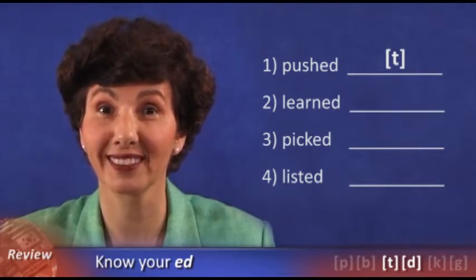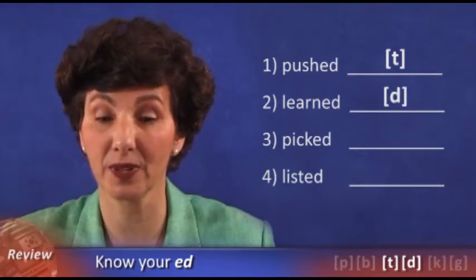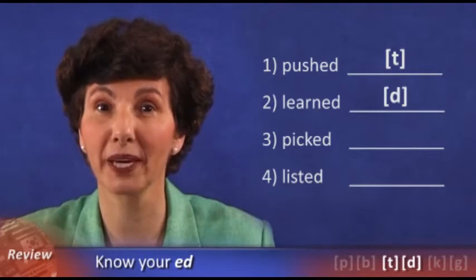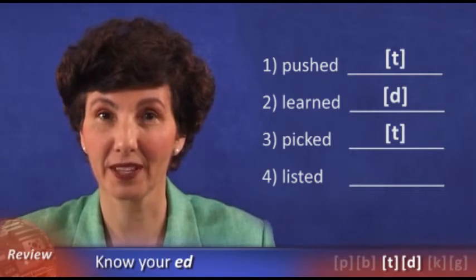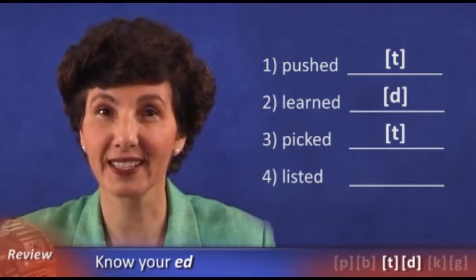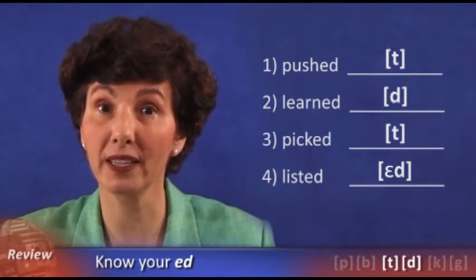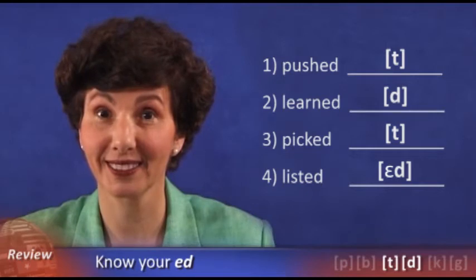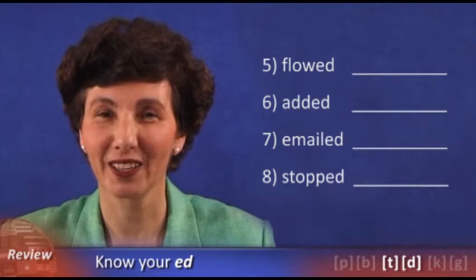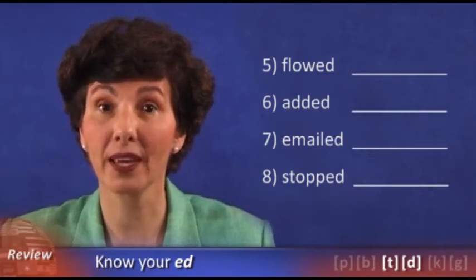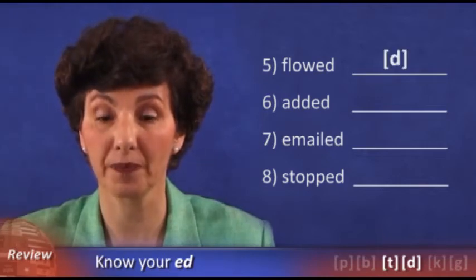Next one, should be learned. Next one, picked. There's another t. Next one, listed. Now there you have the letter T followed by ed, so it's listed. Next one, flowed. Remember, any sound that ends in a vowel sound is voiced, so it's flowed.